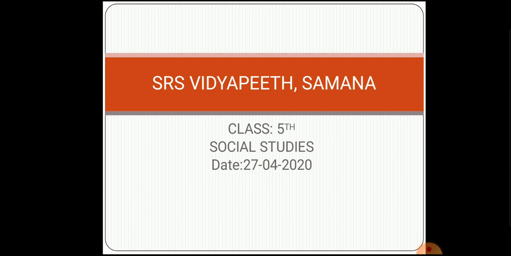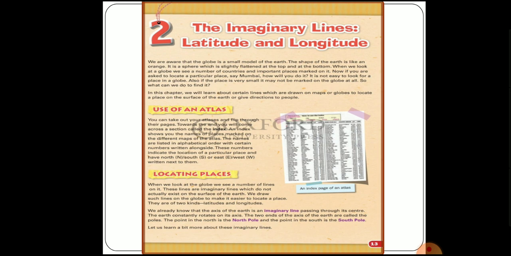Today, we will learn the second chapter of our SST, that is the imaginary lines, latitudes, and longitudes. So, there are some imaginary lines drawn on the globe, and we also know that the globe is a small model of the earth. So, there are some imaginary lines drawn horizontally and vertically on the globe. We will learn about those lines, what they are, and how they are helpful.